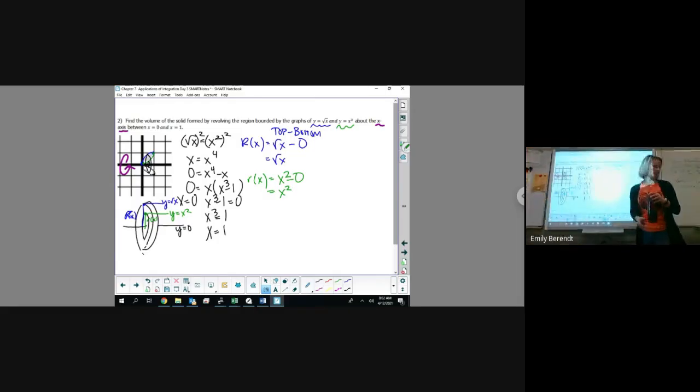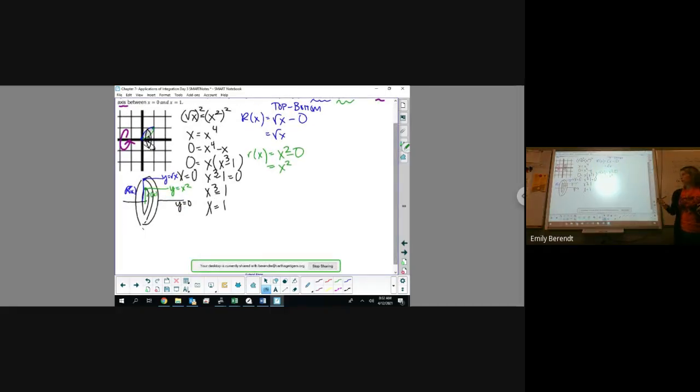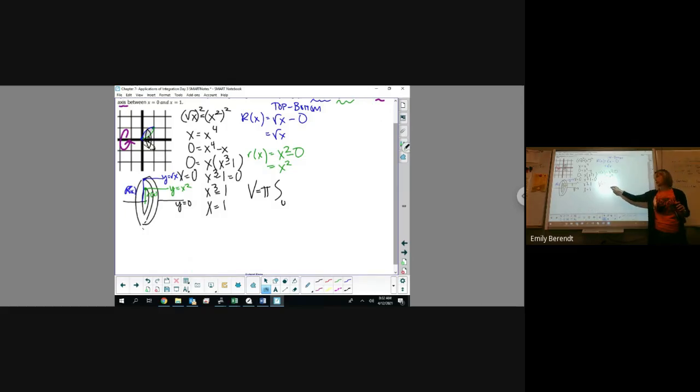Then once you get both of your radii, we're ready to set up the volume, our integration. We've got pi. Our bounds are what to what? 0 to 1. And remember, it's big R of x quantity squared first. So big R of x is our square root of x, minus little r of x squared, was x squared squared.